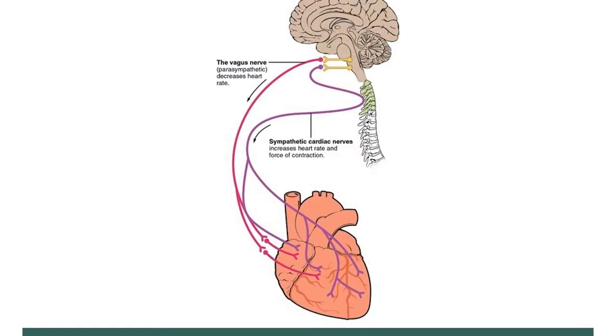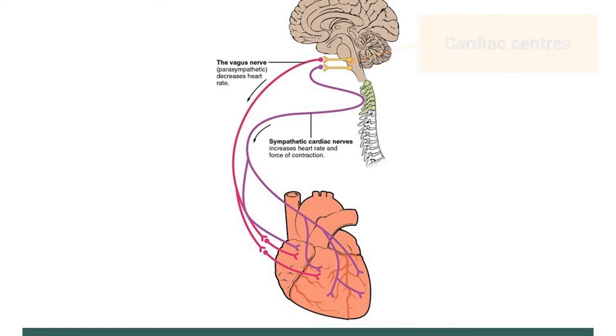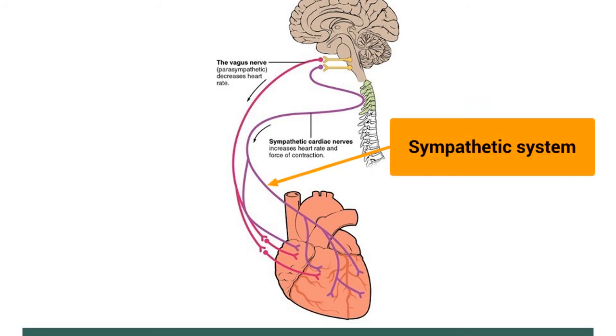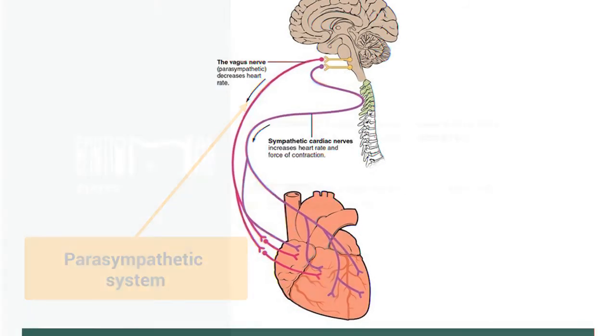In this diagram, you can see the sagittal section of the brain showing you two yellow dots of the cardiac center. The cardio-acceleratory center will activate the sympathetic system to increase the heart rate and stroke volume. The cardio-inhibitory center will activate the parasympathetic system, which in this case is the vagus nerve, which decreases the heart rate.